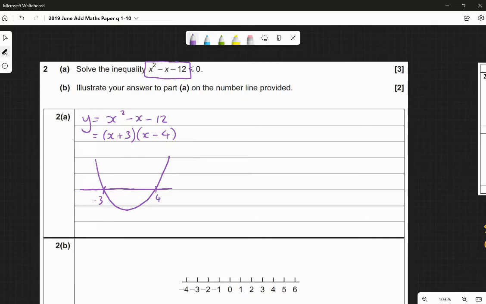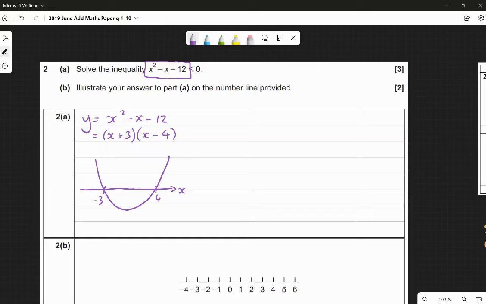So what I've drawn there is a very basic sketch. I haven't even included the y-axis because that isn't important here. I've just shown that this quadratic goes through the x-axis at the points minus 3 and 4, and it has that positive parabola shape.